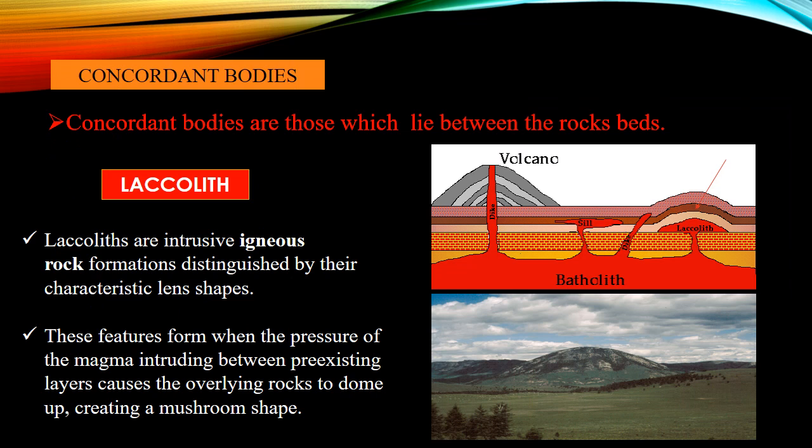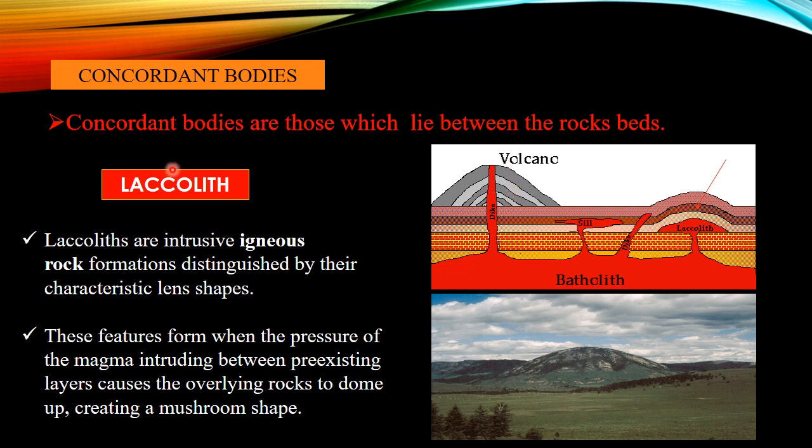Now, concordant bodies. Concordant bodies are those bodies which lie between the rock formation or between the rock beds. Discordant bodies and concordant bodies are different. Discordant bodies are those igneous bodies which cut the rock formation or overlying strata, and the concordant bodies are those which lie between the rock beds or the rock formation.